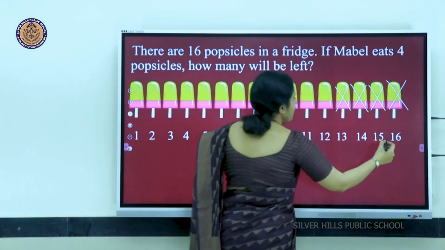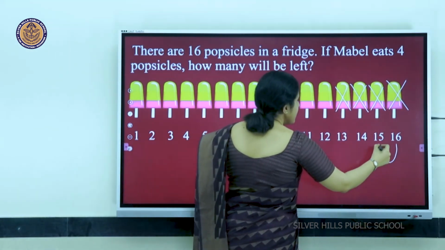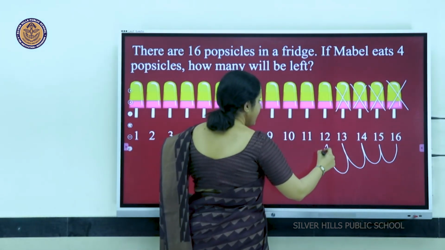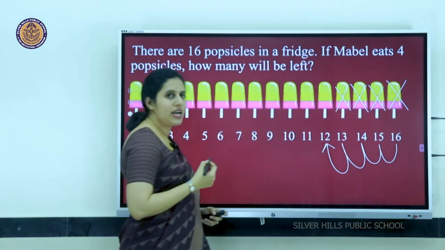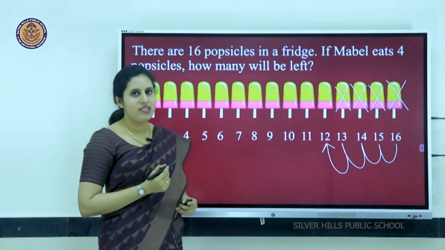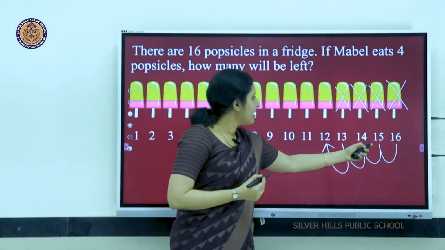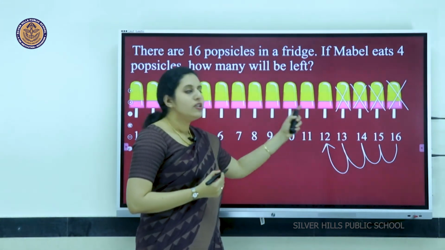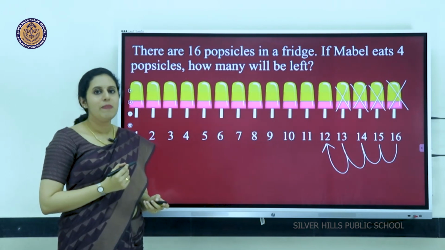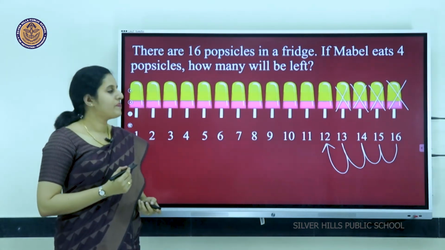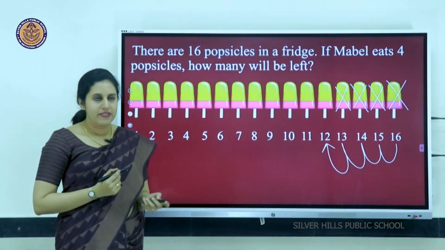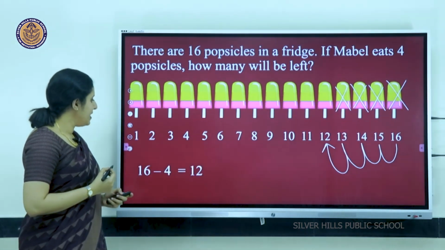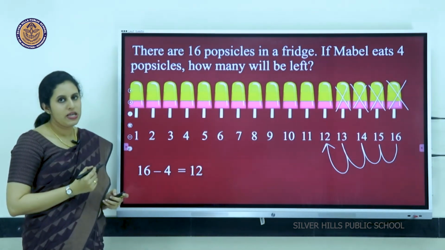For that, we count backwards. Once, twice, thrice, and a 4th time. Why did we jump back like this 4 times? Since 4 were eaten, yes. So we were counting backwards 4 times and we have reached the number 12. That means how many popsicles are left in the fridge? 12 are left. Now how do you write this using a subtraction sentence? 16 minus 4 is equal to 12.